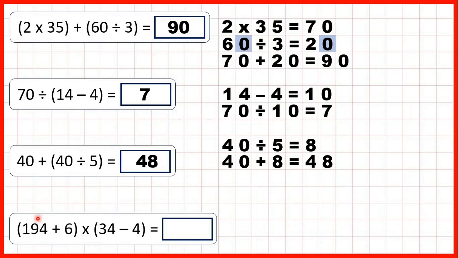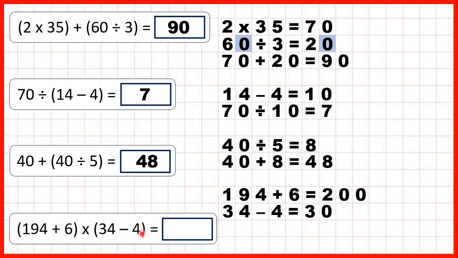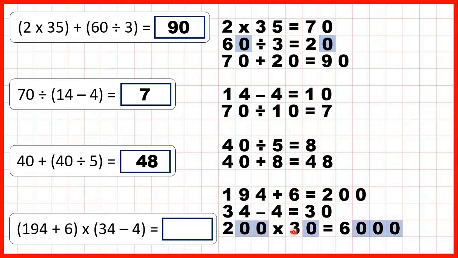Finally, we have 194 plus 6 in brackets, and we need to multiply that by 34 minus 4 in brackets. Now 194 plus 6 is 200, and 34 minus 4 is 30. So now that we've found our brackets, we can work out 200 times 30. That's 6,000, because 2 times 3 is 6, and then if we have 3 end zeros in a multiplication question like we do here, 1, 2, 3, we need 3 end zeros in our answer. So that's 6,000.